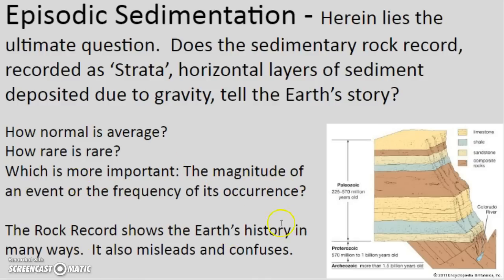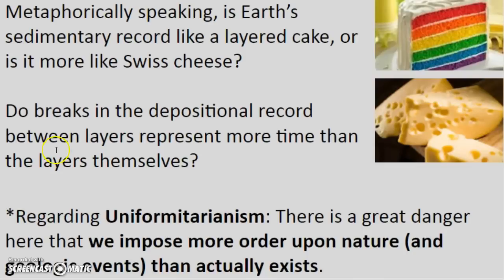The rock record records Earth's history in many ways, but it also can be misleading and confusing. So we need to start thinking about, well, what is the rock record telling us? Metaphorically speaking, is the Earth's sedimentary record like a layered cake? Or is it more like Swiss cheese, meaning is it missing these gaps in time? Do breaks in the depositional record between layers represent more time than the layers themselves?